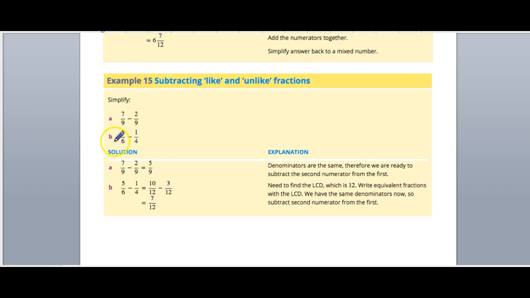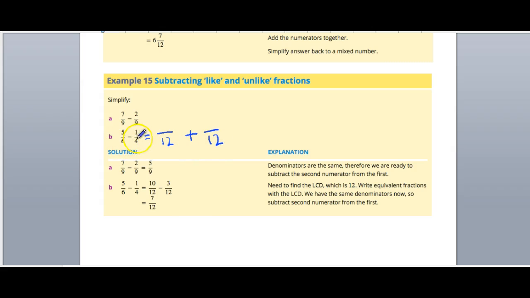With example B, you can see the denominators are different. So again, we have to change them, and the same rules apply as they did for addition. Now 6 and 4, you have to think of a number that they go into, and remember we did one similar before. So they both go into 12. I know the working out is below. We'll just do it here as well.